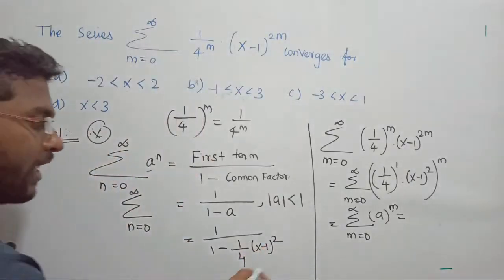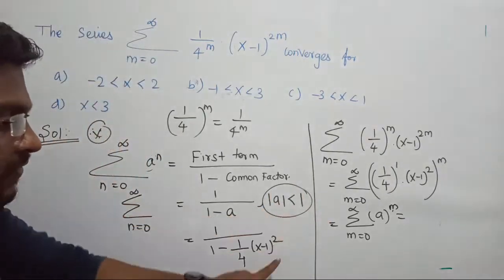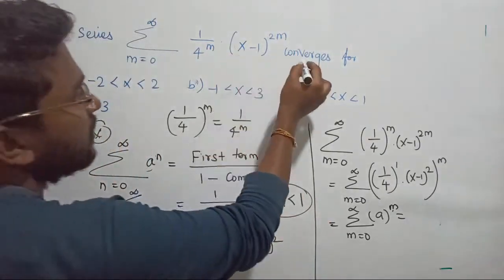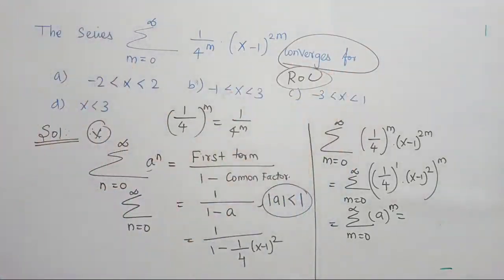But here the mandatory condition is that a must be less than 1. That is the answer we are looking for. What they asked is, the series converges. Actually they are looking for the region of convergence only. Do you agree with me? Yes, they are looking for the region of convergence.